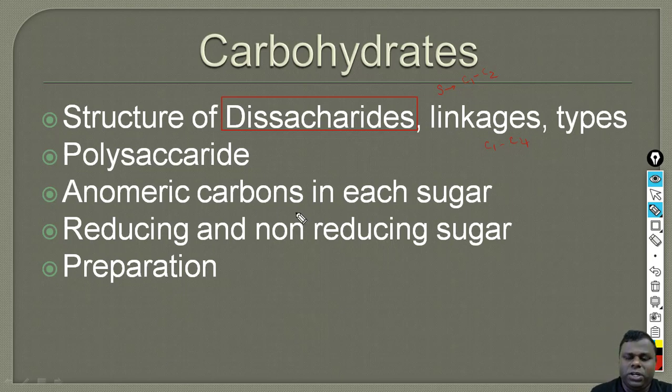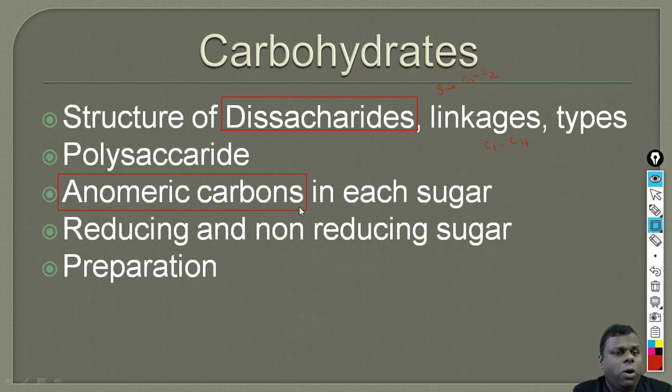Anomeric carbon in each sugar. Normally, it is the carbon which is the carbon of the aldehyde or the ketonic group. For example, in the case of glucose, the anomeric carbon is C1 because C1 is aldehyde. In the case of fructose, it is C2 because C2 is a ketonic group, right? So basic MCQs regarding that.